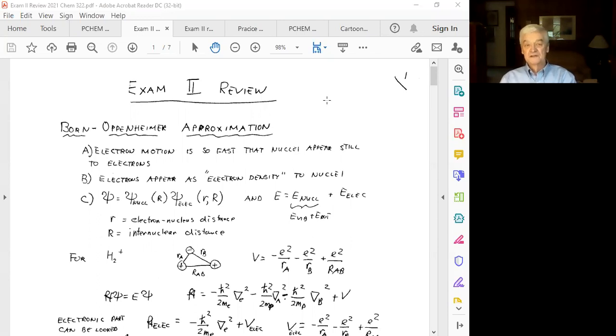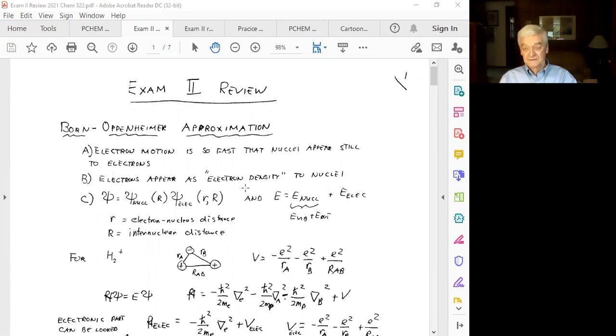Okay, so we start off with the Born-Oppenheimer approximation. Basically, you remember this says that electron motions are so fast that nuclei appear to sit still. And so we're only interested in electron energies when we talk about molecular bonding. Our bonding energies are basically always the energies of what the electrons have. When we go to molecular vibrations and rotations, then we're looking at the motions of the heavy nuclei.